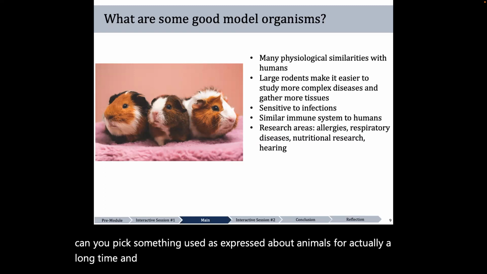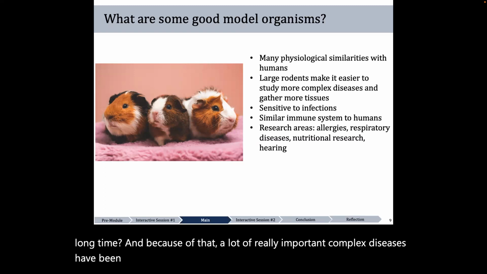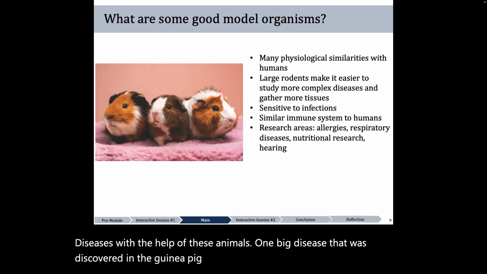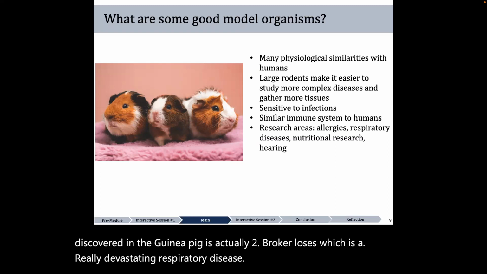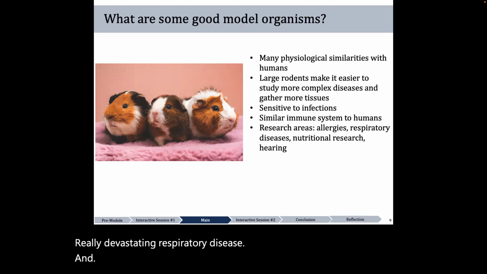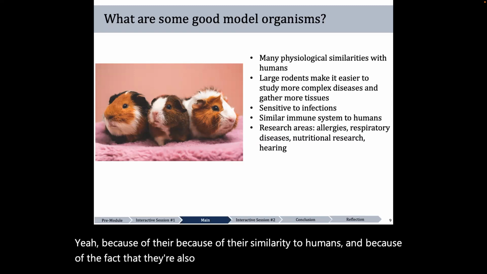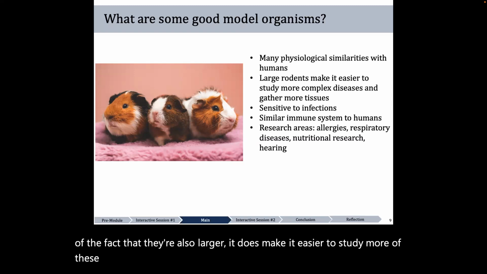Because of that, a lot of really important complex diseases have been worked on, and we've learned a lot about complex diseases with the help of these animals. One big disease that was discovered in the guinea pig is tuberculosis, a really devastating respiratory disease. Because of their similarity to humans, and because they're also larger, it's easier to study complex diseases and gather more tissues, so we have more samples.